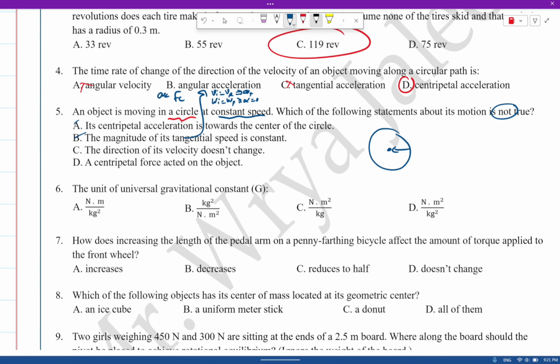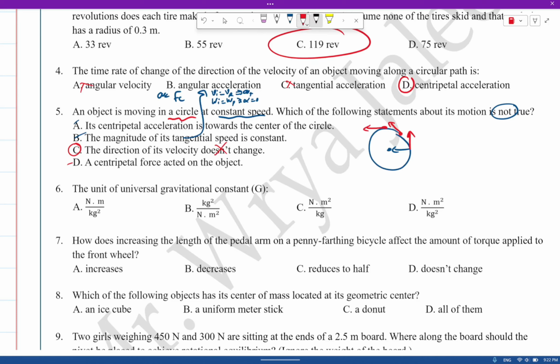C says the direction of the velocity doesn't change. Now, you really have to be careful here. When we say velocity, that is basically both magnitude and direction. And if we say the direction doesn't change, that is not true for an object that is moving in a circle, because at some point the direction is here, at some other time the direction would be in this direction, and the direction is changing constantly. So can we say the direction doesn't change? No. So this is incorrect. What about option D? A centripetal force acted on the object. That is also true. So the answer that we're looking for here is option C, which is incorrect.